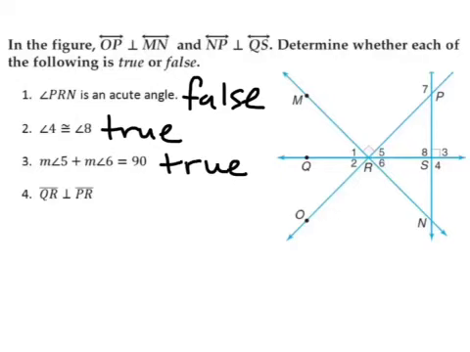And finally, let's take a look at this 4th statement. Is it true that QR is perpendicular to PR? Well, since we know that MN is perpendicular to PO, and angle PRN is actually larger than angle PRM, which is 90 degrees, we can say that this statement is false.